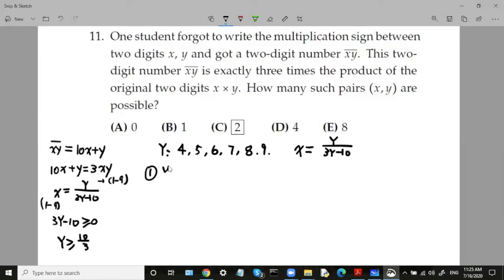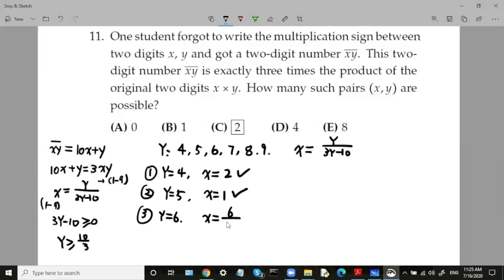Okay, so y equals 4, and we solve for x equals 2. Okay, this works. y equals 5, and x equals 1 also works. And y equals 6, x equals 6 over 8. Okay, it's a fraction, not an integer.